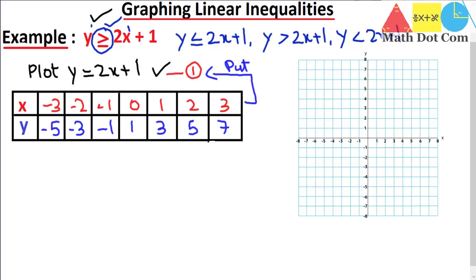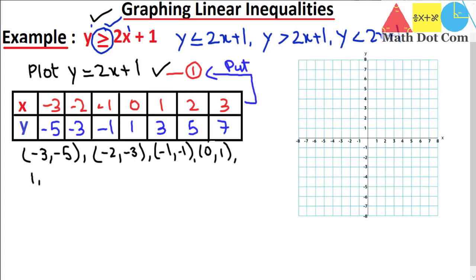We'll start with the points x and y, that is minus 3 and minus 5. The first number represents x and the number after the comma represents y. Another point is minus 2, minus 3. Next is minus 1, minus 1. Then 0, 1. Then the next point is 1, 3. The next point is 2, 5. And the last one is 3, 7. You can take any number of points, it's up to you. I have just taken these 7 points for understanding.